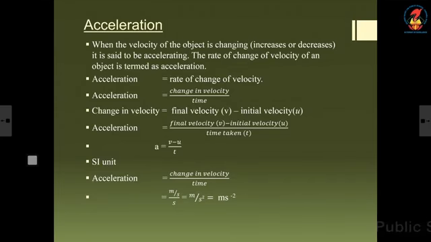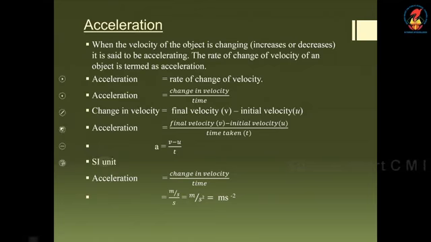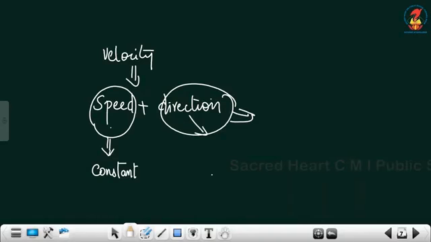I will tell you how to represent the final velocity and the initial velocity when we do the problems. Normally, final velocity is represented by the letter v, and initial velocity is represented by the letter u, small letters. So acceleration is final velocity minus initial velocity divided by time taken, or we can write an equation like this: a = (v - u)/t.